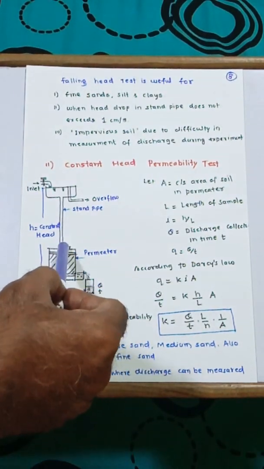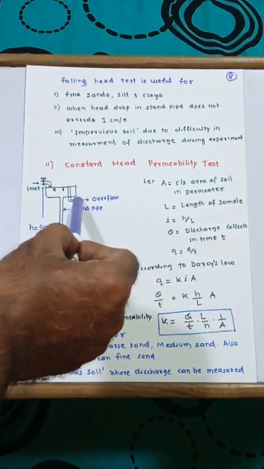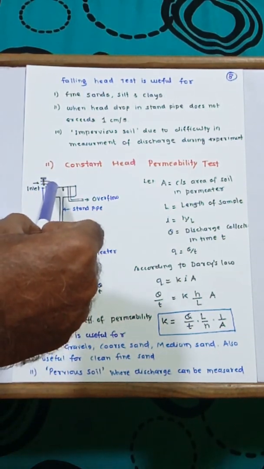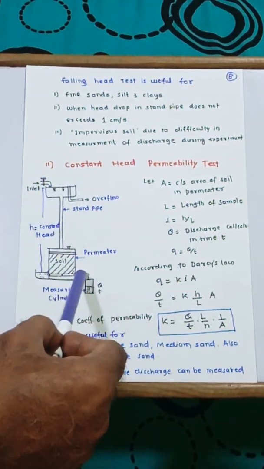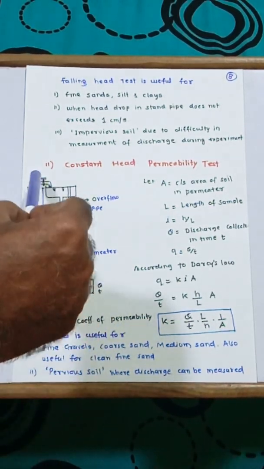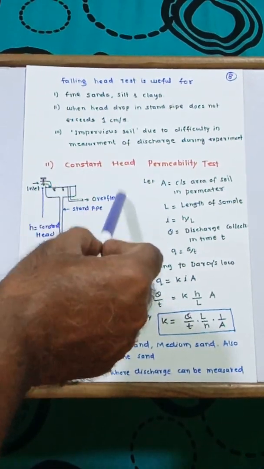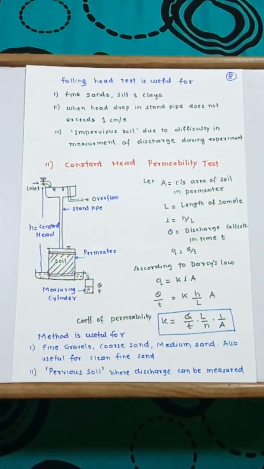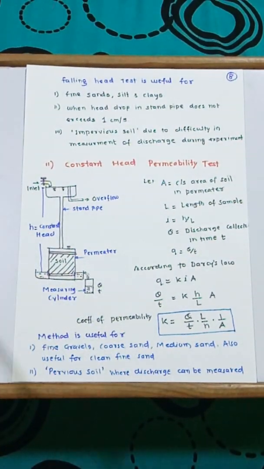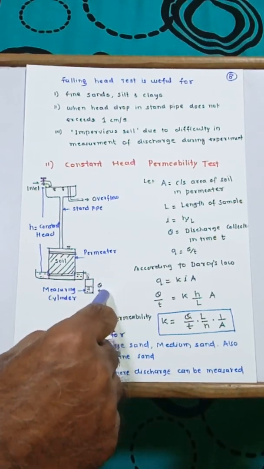You'll find that here the standpipe is connected with a tank, and this tank has an overflow pipe, and this is the inflow pipe. It means that when the water flows through the soil, the head will not drop because there is a continuous flow, and the level will not rise because of this overflow. So in this test, you are keeping the head constant and you are measuring a discharge Q and the time required for the discharge.